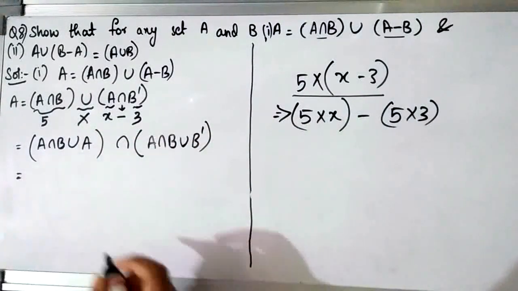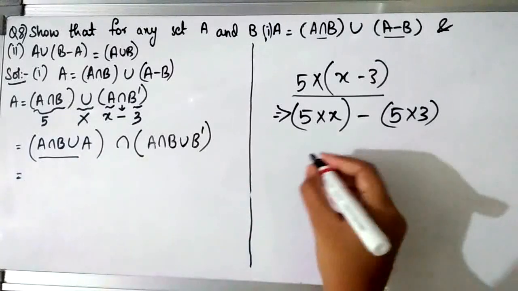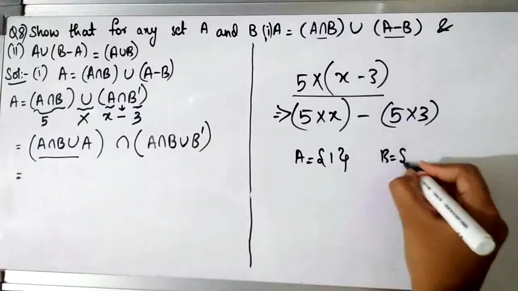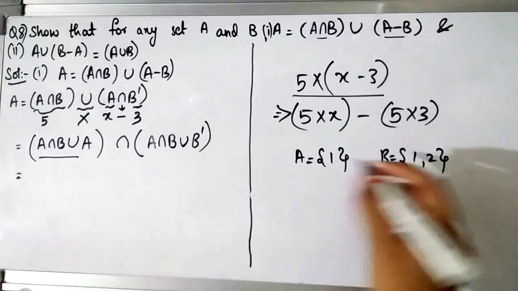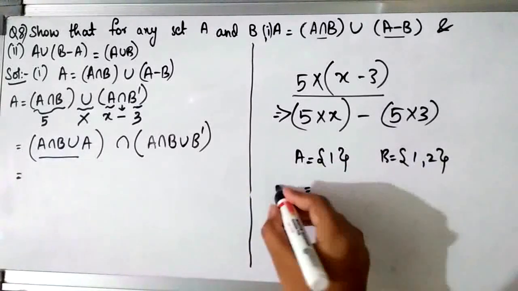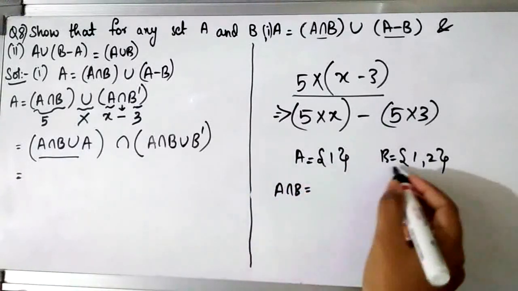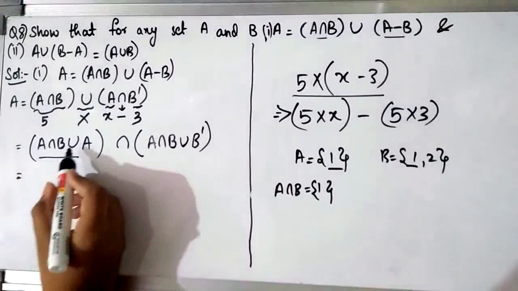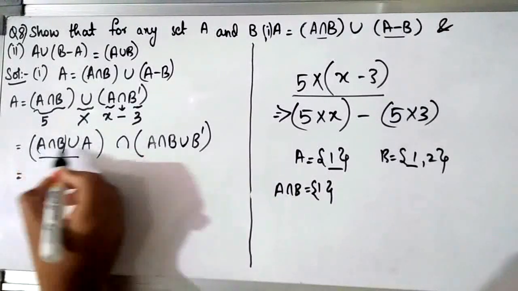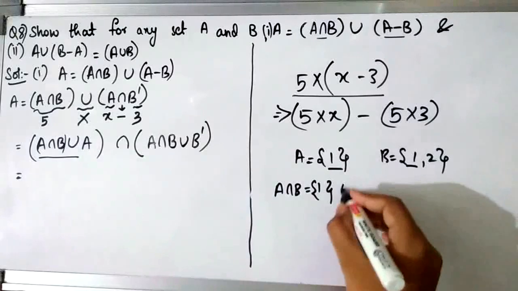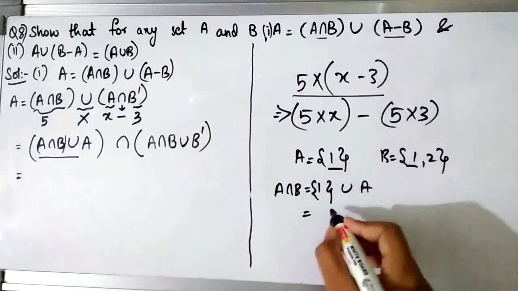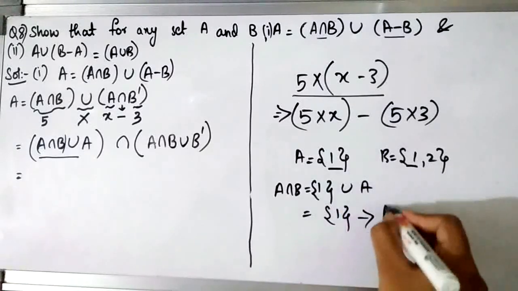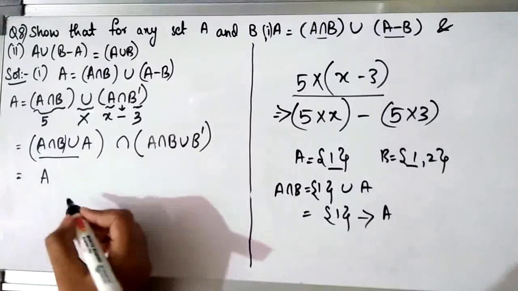Now let's solve this. First we will solve this part. Suppose let us take two sets A and B. A is {1} and B is {1, 2}. When you do the intersection of A and B, you get {1}, because only 1 is common. Now when you do the union of A intersection B with A, A is {1}, so 1 union 1 gives 1 itself. That is nothing but your set A. So the final answer for this will be set A.